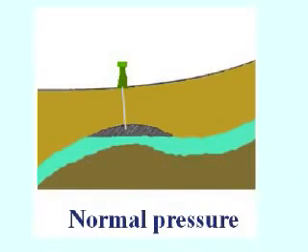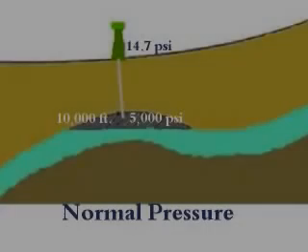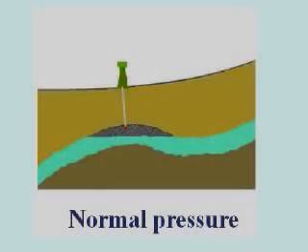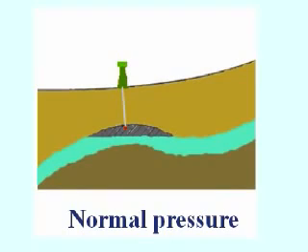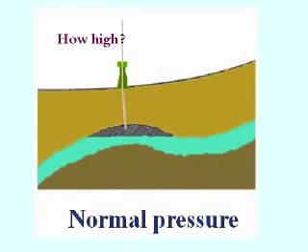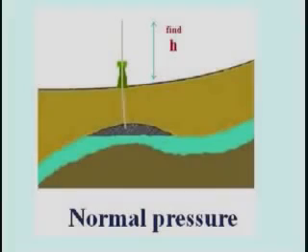Let's go back to our reservoir with the same depth and the same pressure at the surface and at 10,000 feet. This time, we put our pipe just in the oil. When we open the valve, the oil will gush out because the whole column of oil will be less than 5,000 psi, since oil has a lower gradient or lower density than water. Because the oil is lighter than water, the oil is pushed up and out. How high will the pipe need to be so that it is balanced with the psi from the oil and psi from the water? We really don't care as long as we can get it to the surface.